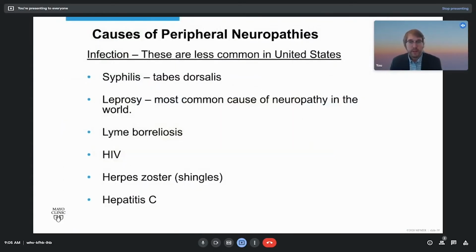Other causes of peripheral neuropathies include infections, which are less common in the United States but still somewhat common around the world. These could include syphilis or leprosy, which is a biblical disease but is still one of the most common causes of neuropathy in the world. It would also include Lyme disease, which is rare in this part of the country but is more common in the Northeast, HIV, herpes zoster, and hepatitis C.